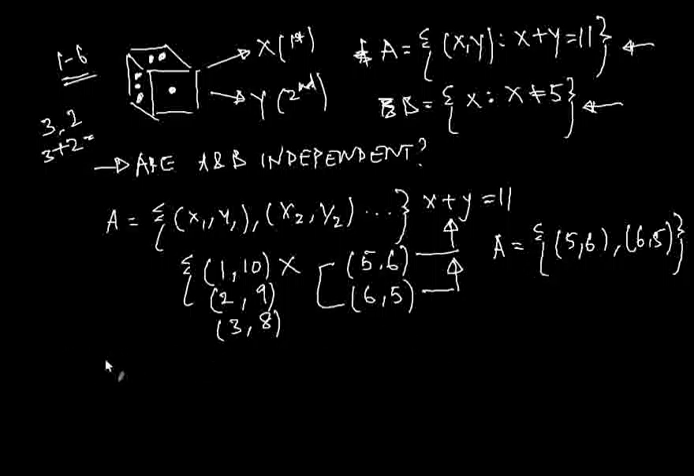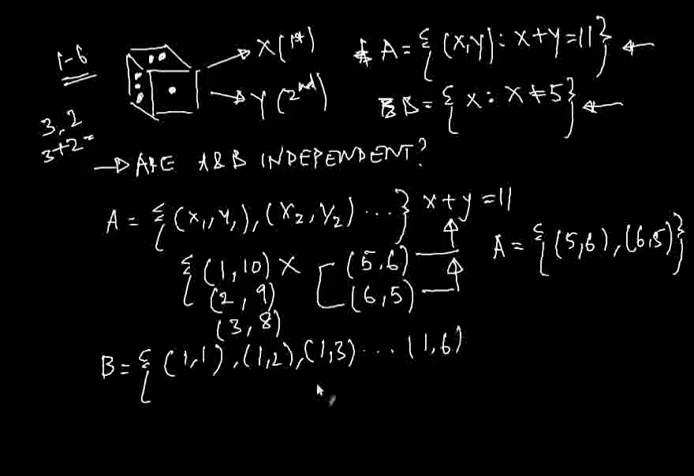What about B? Well, B was simple. B was simply that you don't get a 5 on the first roll. Which means that something like 1 comma 1 is okay, and something like 1 comma 2 is okay, and 1 comma 3 is okay. So all the way up to 1 comma 6, and anything starting with a 2 is also okay, and anything starting with a 3 is okay. 4, fine. You can't get a 5 though on the first roll, but 6 is also okay. So a very big set of favorable outcomes for B, right? So B is all of these events.